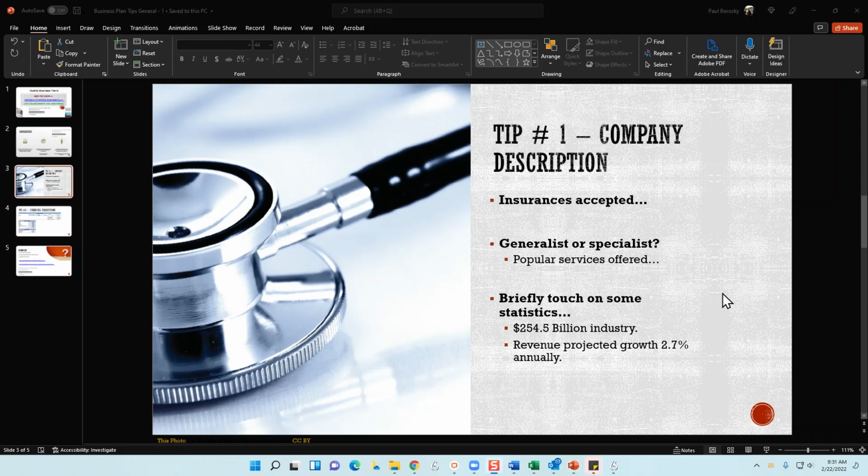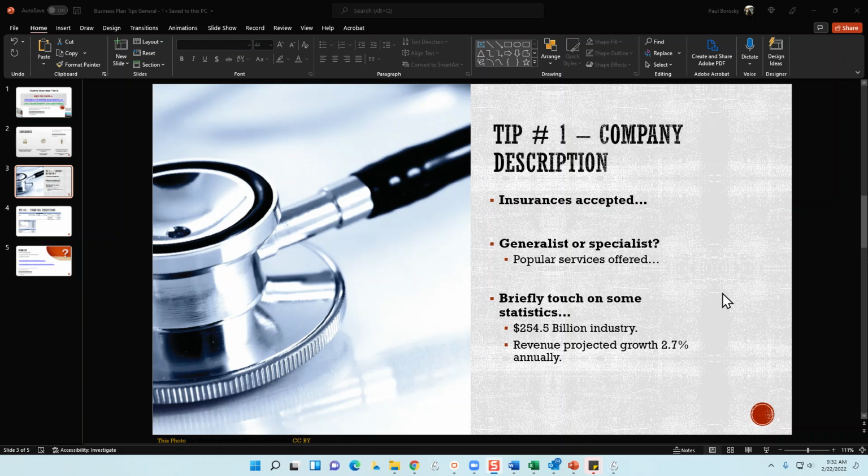All right, next, when you're writing your physician office business plan, make sure to include some statistics in your company description section, as well as your industry research section. When you include information regarding the industry, for example, the primary care physician industry right now is a $254.5 billion industry in the U.S. alone, with a revenue growth of 2.7%.